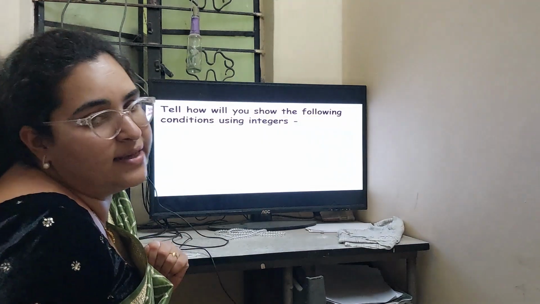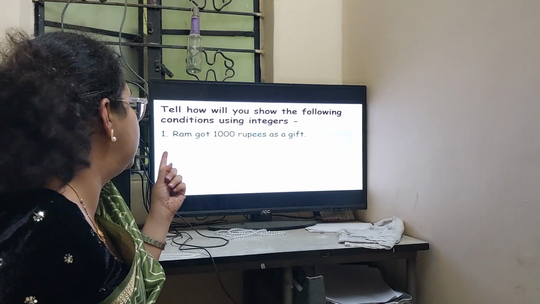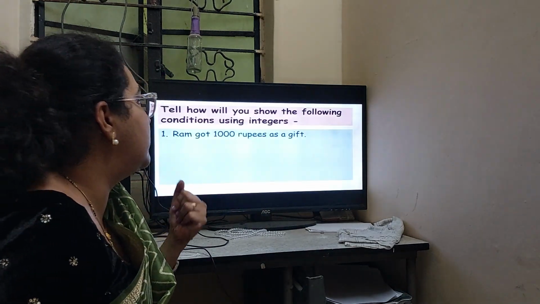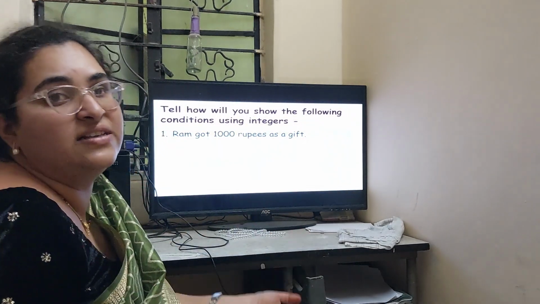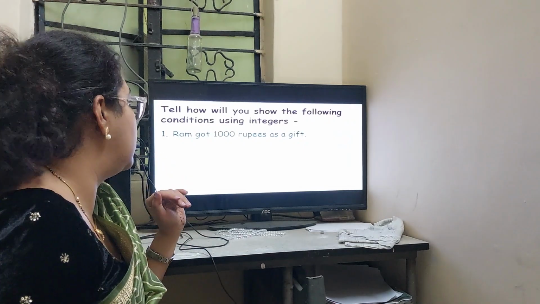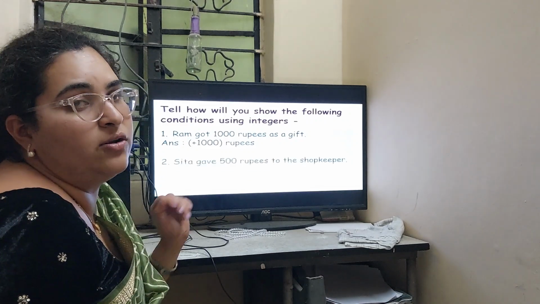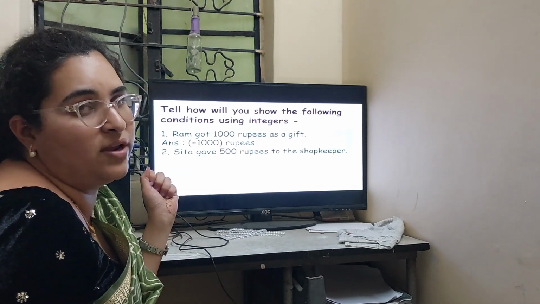Now here is a small exercise that we are going to solve. Let us say Ram got 1000 rupees as a gift. As he has received, it is plus 1000. So we will represent it as plus 1000 rupees. Now let us take one more example.